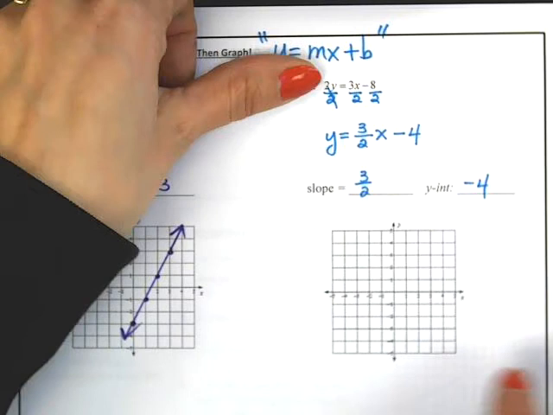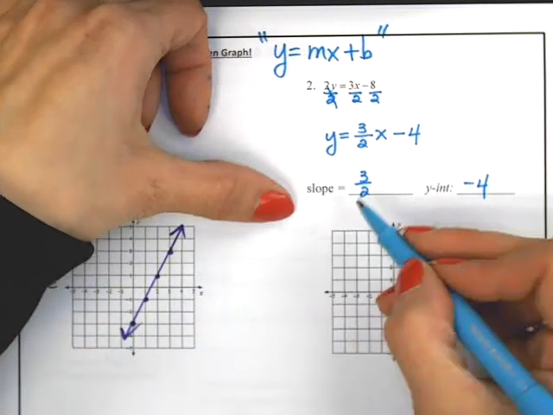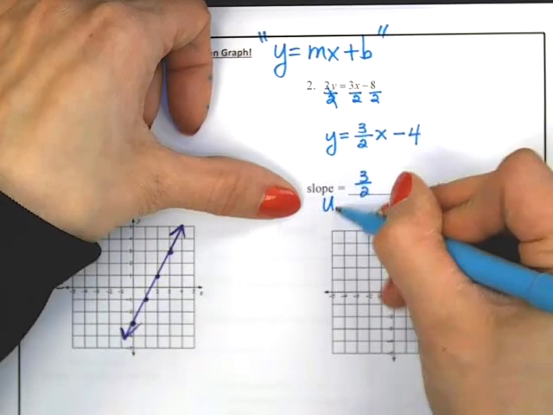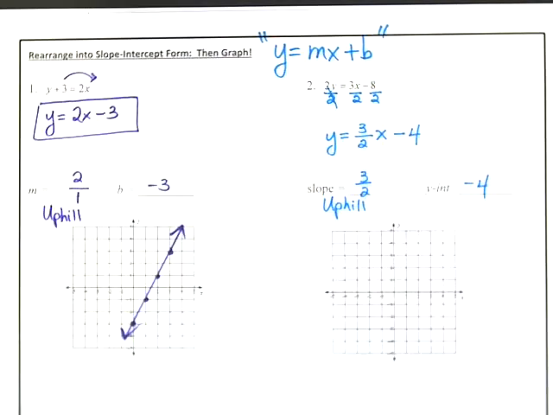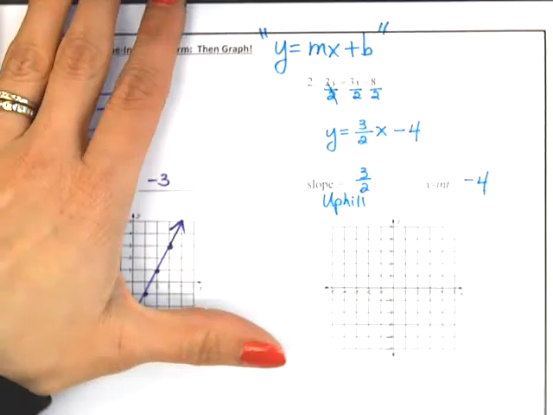Okay, how do you know if the line's going uphill or downhill? The slope tells you that. So this is going to be an uphill line. All right, let's go ahead and graph that uphill line.